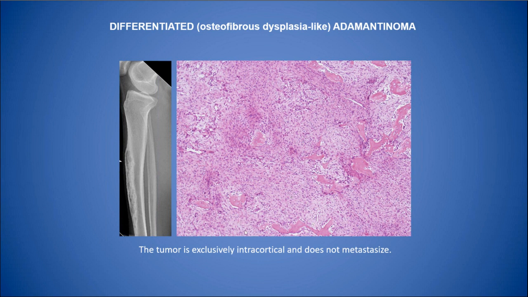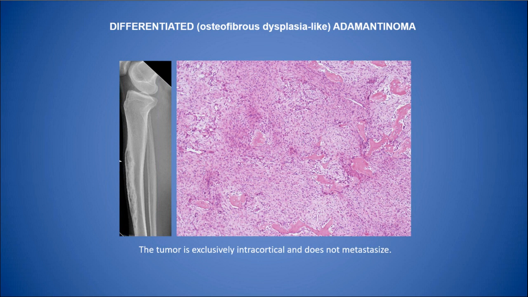You have a moderately cellular fibrous lesion with irregular trabeculae of woven bone that are lined by osteoblasts, and that is clearly seen. But then you can identify the epithelial component clearly on H&E. In an osteofibrous dysplasia, you would have to do an immunohistochemical stain for keratin in order to find isolated single cells. So this is the main distinction.